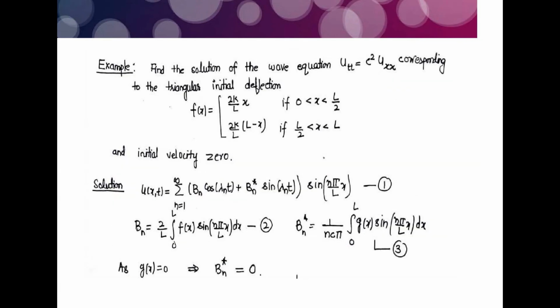Consider the numerical problem. We have to find the solution of the one-dimensional wave equation corresponding to the triangular initial deflection f of x. It is given as 2k upon L into x for x between 0 to L by 2, and 2k upon L into L minus x if x lies between L by 2 to L. So this is a triangular deflection, and the initial velocity is given as 0.